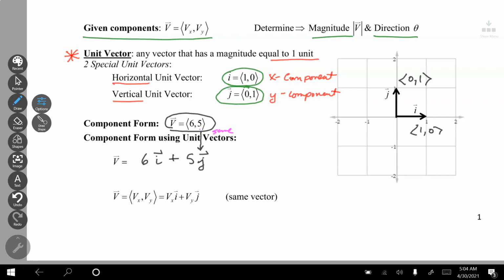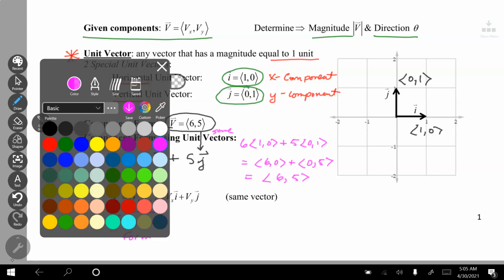6, 5 is in component form. This other form we're going to call something else, but I can prove that they are the same. 6i plus 5j really means 6 times the vector 1, 0 plus 5 times the vector 0, 1, which is equal to 6, 0 plus 0, 5, which is really equal to 6, 5. So there are two ways to name vectors. Component form, that's when we have them inside the pointy brackets and just the numbers. And we're going to use component form probably most often.